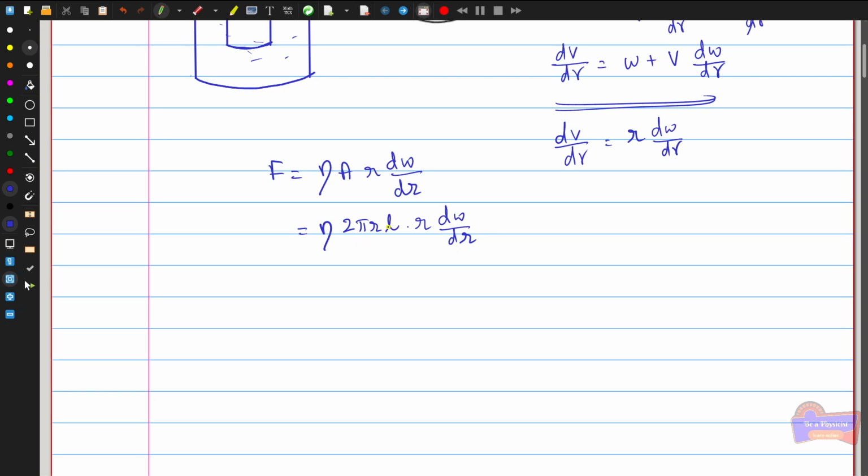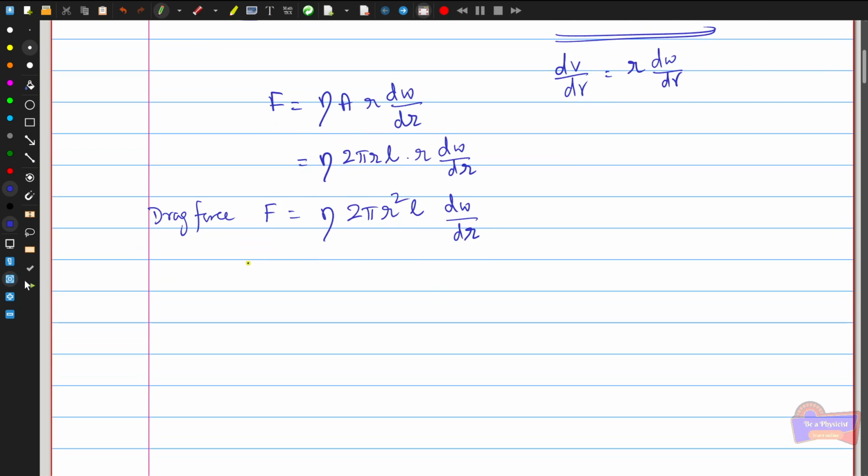Here 2 pi r into L is the area of the circular layer which we have considered, so I can write F equal to eta times 2 pi r squared L into d omega divided by dr. So that is the drag force which is acting on the liquid due to the rotational motion.